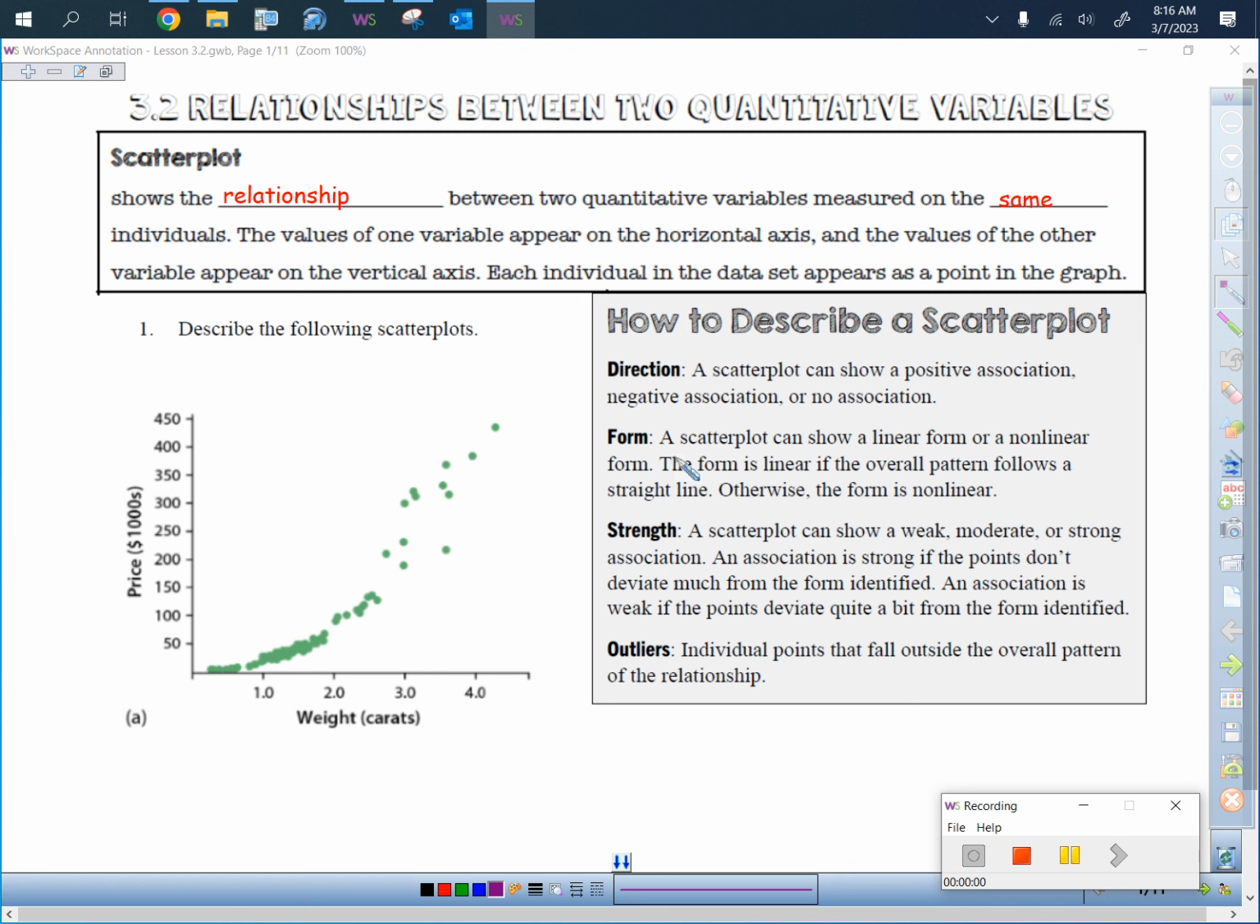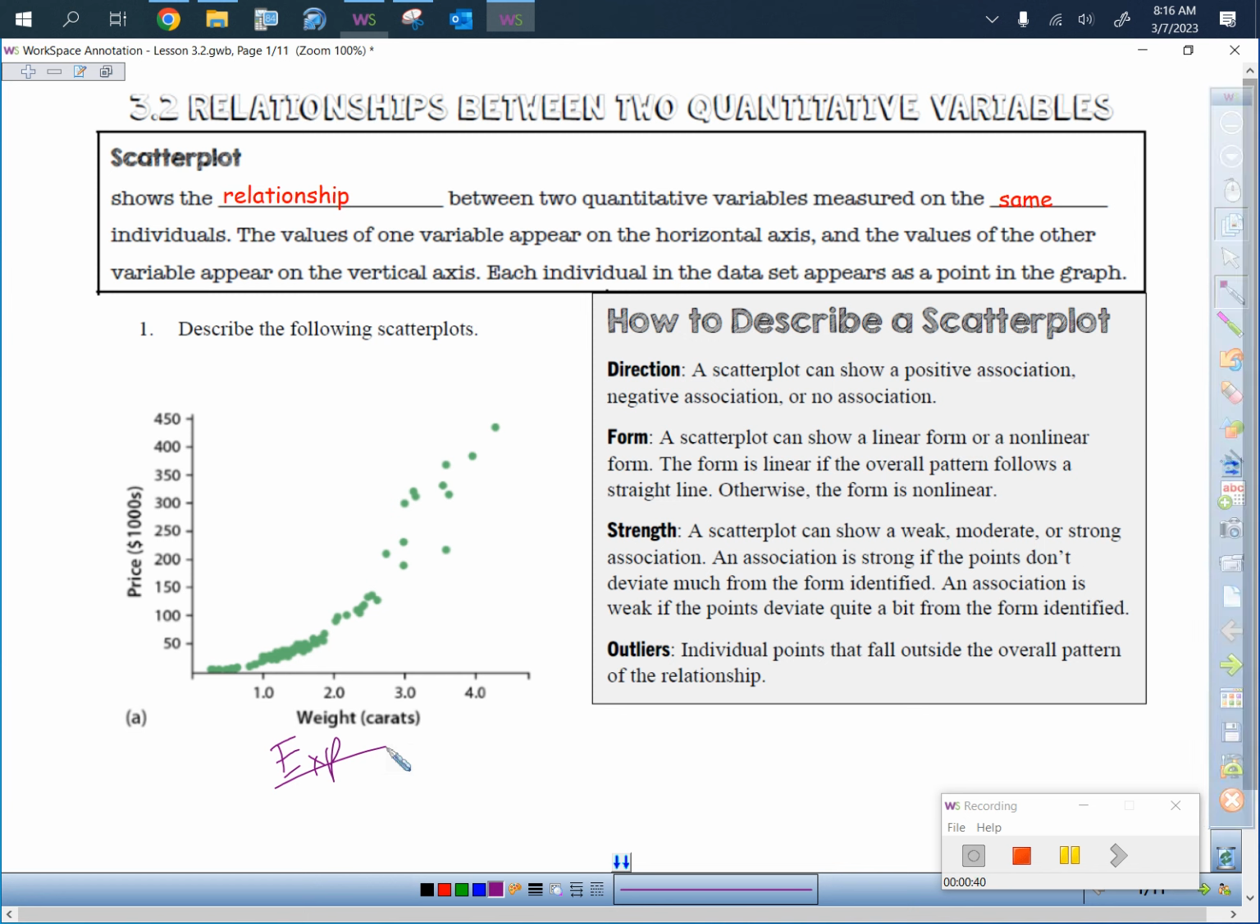The scatter plot shows the relationship between two quantitative variables measured on the same individuals. The values of one variable appear on the horizontal axis. The horizontal axis is really where the explanatory variable needs to go. If you want to take a little note down there, that's where the explanatory variable needs to go. And the other values appear on the vertical axis.